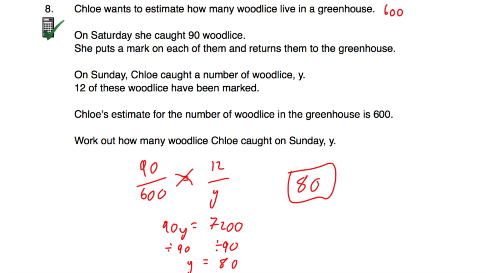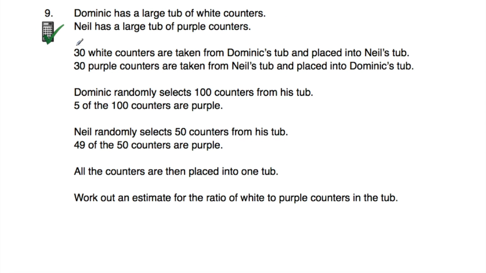Okay, let's have a look at our next question, question number 9. So question number 9 says, Dominic has a large tub of white counters. So Dominic's got this large tub with white counters in it, and Neil has a large tub of purple counters. And 30 of Dominic's white counters are placed into Neil's tub. So that means that Neil's tub now will have lots of purple counters along with 30 white counters in there.